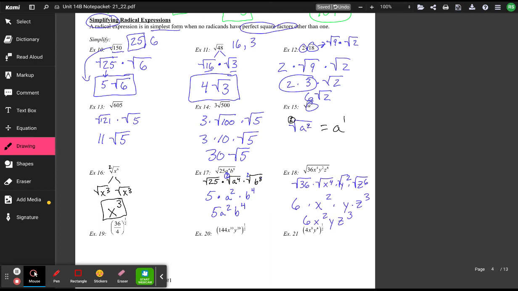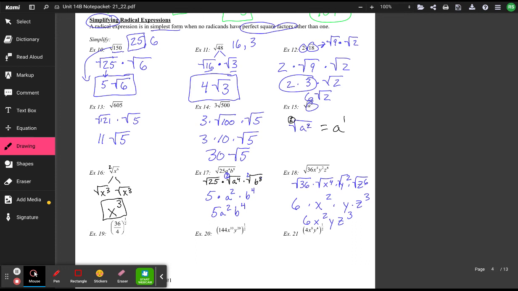In example 18, split apart that product into the separate terms. 36, x to the 4th, y squared, z to the 6th. Square root of 36 is 6. And then we're going to divide all of our exponents by 2. So 4 divided by 2 is 2, x squared. 2 divided by 2 is 1, y to the 1st. 6 divided by 2 is 3, z to the power of 3.